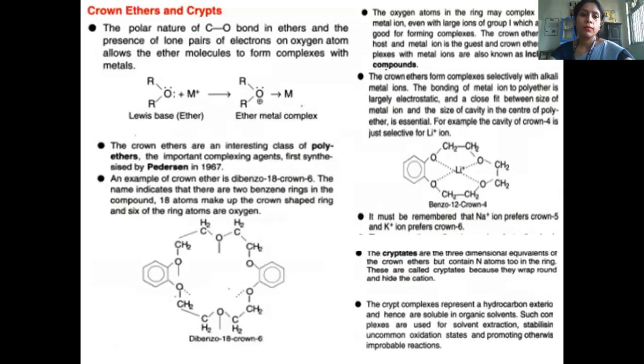There are certain points to remember about the crown ethers and cryptates. So here I have given the gist. You can just go through it. This is basically for your notes. First of all, the crown ethers were given by Pedersen in 1967.